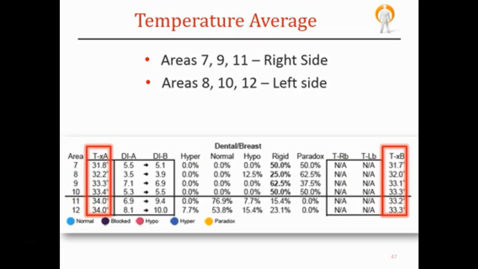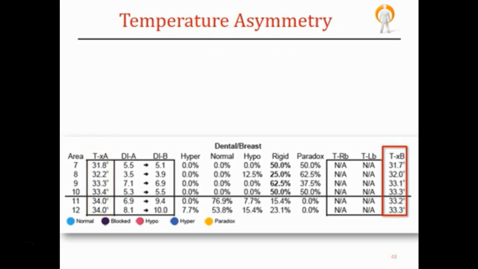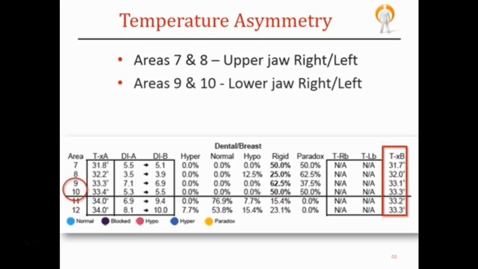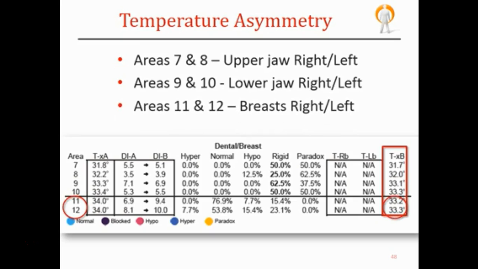So TXA and TXB are actually the average temperatures for the right and left sides of the dental and breast areas. Since temperature symmetry is the expected norm, we can check TXB for the upper jaw, areas 7 and 8, for right to left side asymmetry, to see if one side is warmer than the other, as we can with the lower jaw, areas 9 and 10, and the right and left breasts, areas 11 and 12.